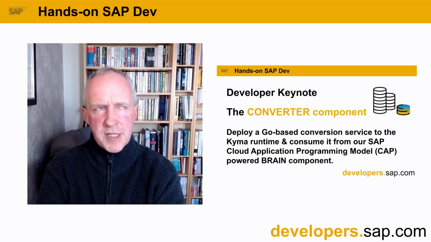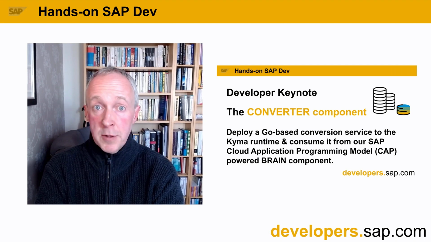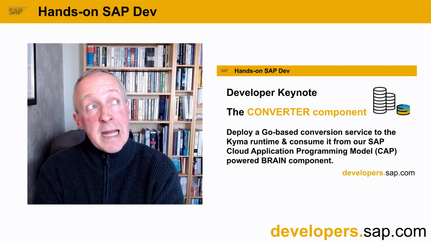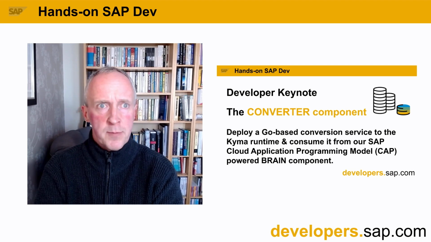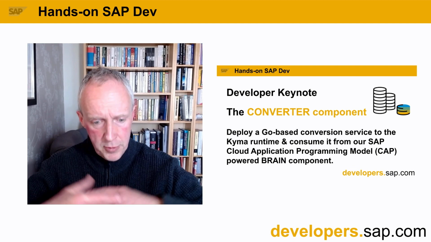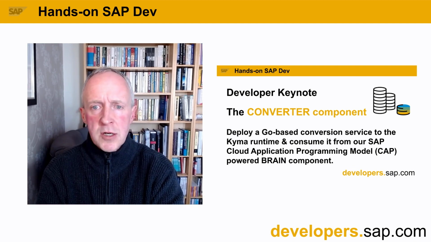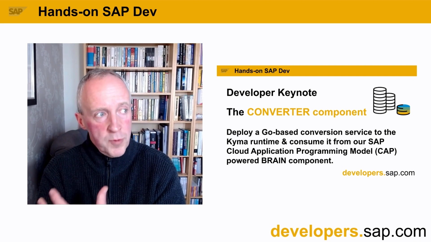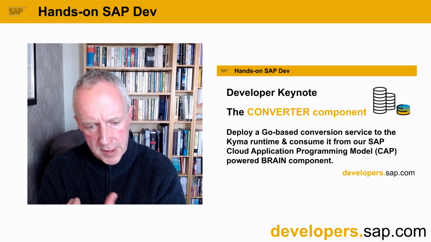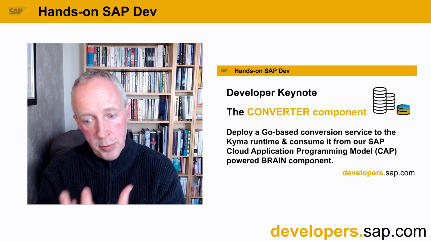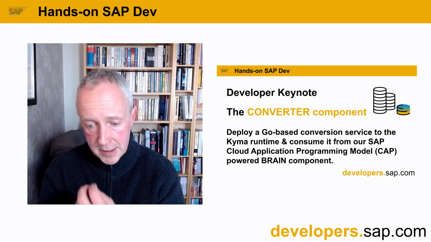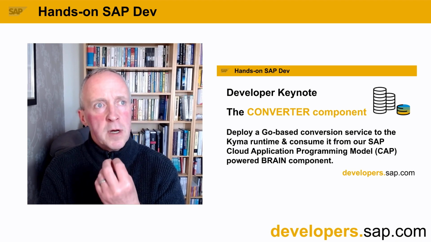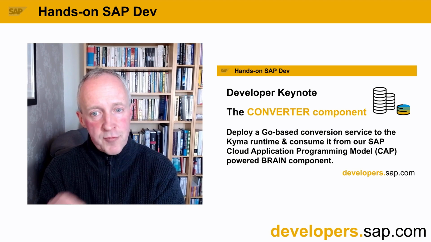This episode is a little bit special because I've got a guest on, Kevin Mussig, a friend and colleague of mine, another developer advocate. In this episode, we're going to look at the converter component. It's one of the components in the developer Keynote repository. Kevin's going to take us through what he wrote there from a Go language-based service, how it works, we're going to deploy it, and then we're going to connect it up to the brain component and get the brain component to consume that conversion service to bring values back, running at brain level 3.